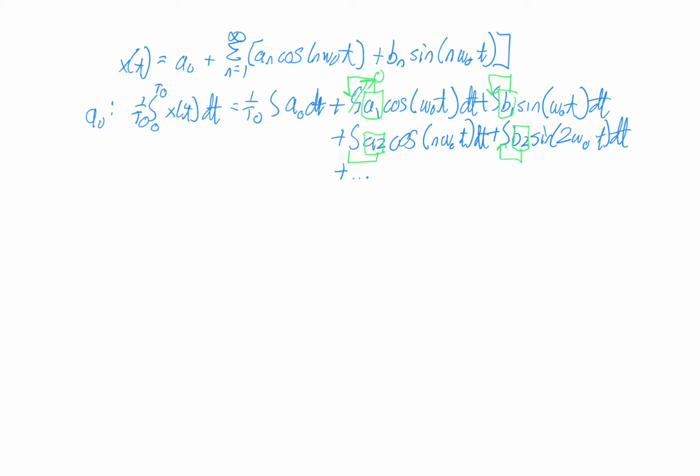That'll happen for one cycle of a sine wave as well. For 2 cycles of a cosine, the area there is 0, and the area for 2 complete cycles of a sine wave is also 0. So all these terms go to 0, and all that is left is right there.